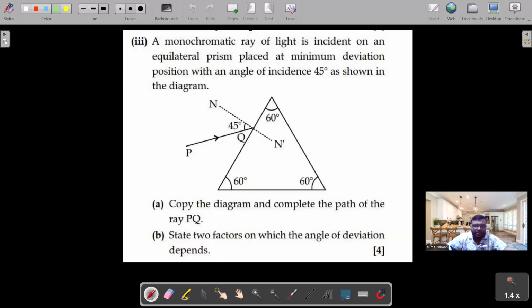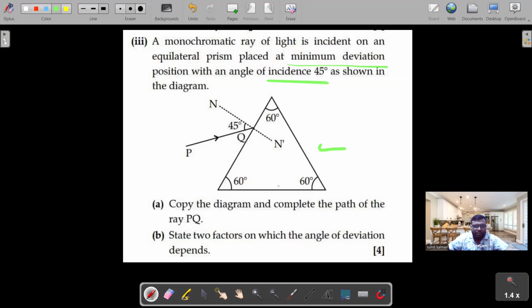So now here, this word is very important. That is minimum deviation. A monochromatic ray of light is incident on an equilateral prism placed at minimum deviation and angle of incidence is 45 degree. So just this is the diagram and we have to copy the diagram and complete the path of ray PQ. And B part is very simple. We have to just tell two factors on which the angle of deviation depends.